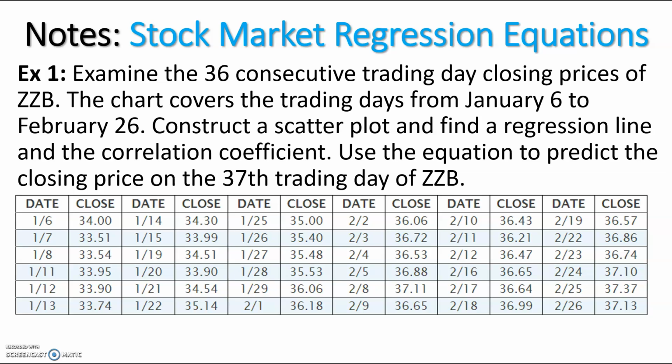Construct a scatter plot and find a regression line and the correlation coefficient. Use the equation to predict the closing price on the 37th trading day of ZZB.